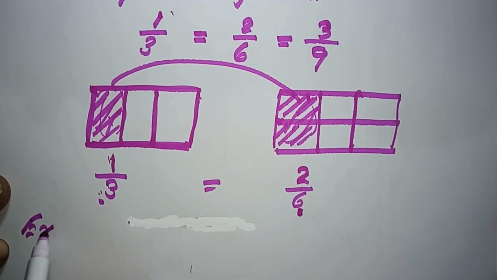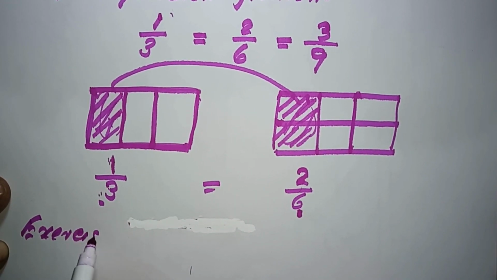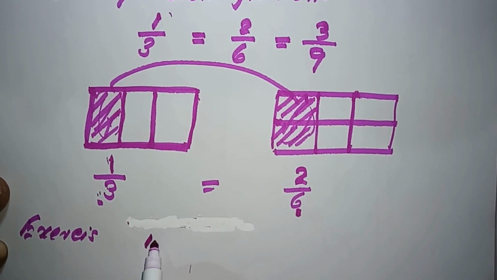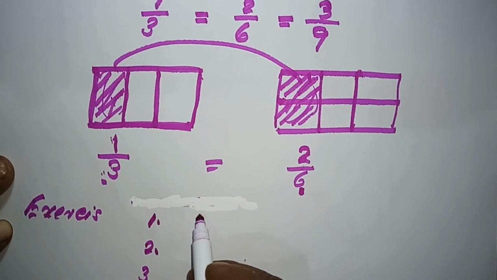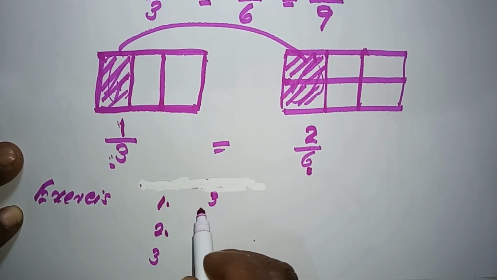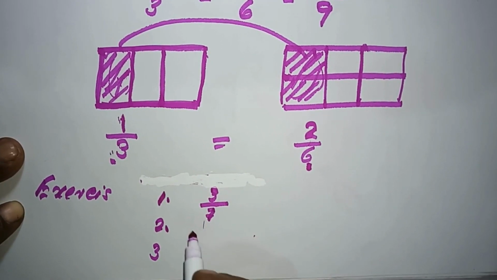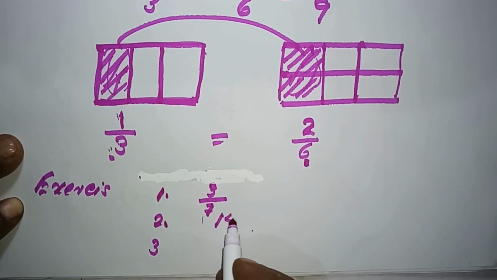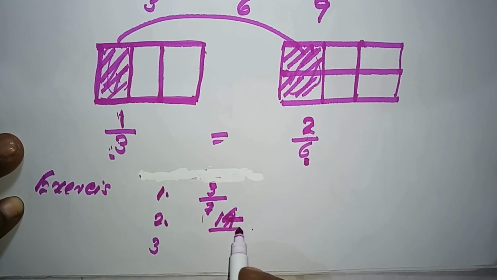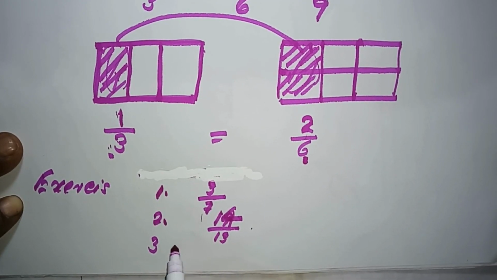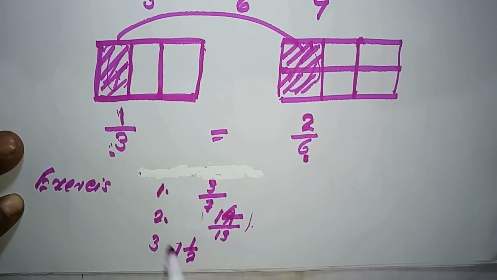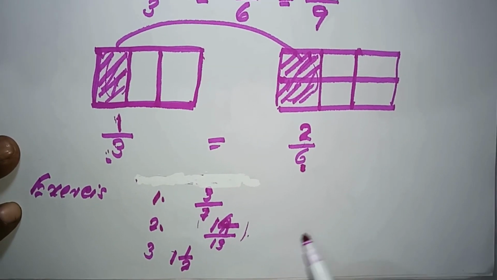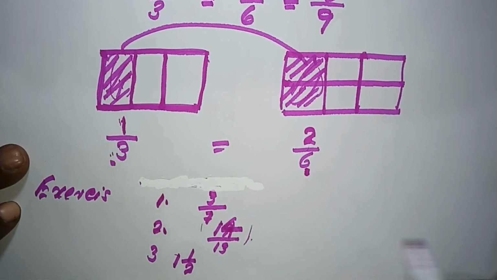Exercise. First one, 3/7. 14/13. 1 1/2. Name these three fractions and write in the comment section.